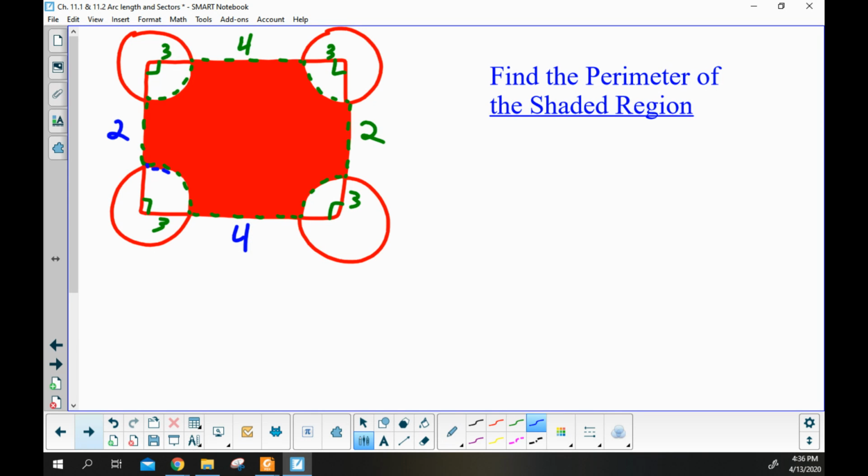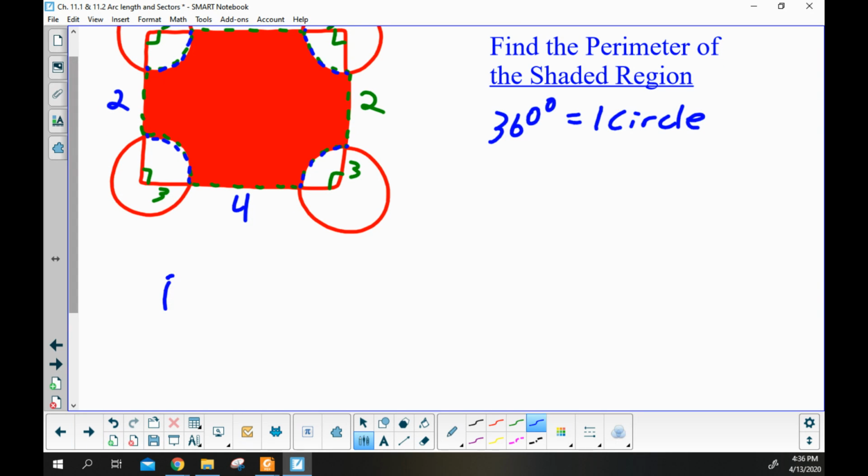But what we don't know are these little quarter circles. Now, if you think about it, guys, it's 90, 90, 90, 90. If you add 4 90s together, how many degrees is that? It's 360. So, guys, 360 degrees is what? That's one circle. So, in all reality, I'm finding the circumference of one circle and adding it to my 4, my 2, my 4, and my 2.